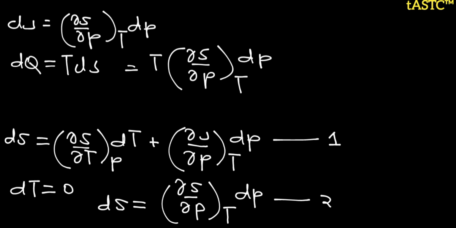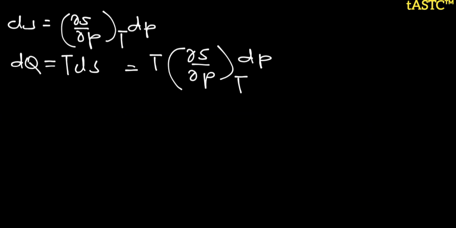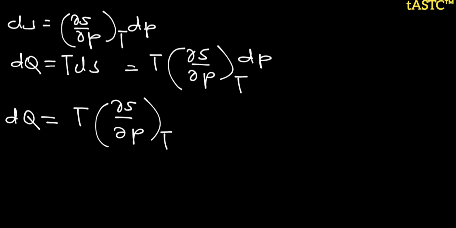So we should have, wipe all these out. We're going to have dq, and that will be equal to T multiplied by partial S, partial P at constant T, multiplied by the natural derivative of the pressure. Now, let us say this is the third equation, that is equation 3.